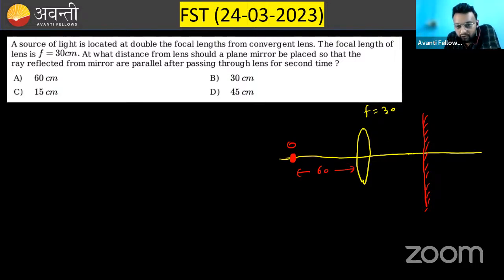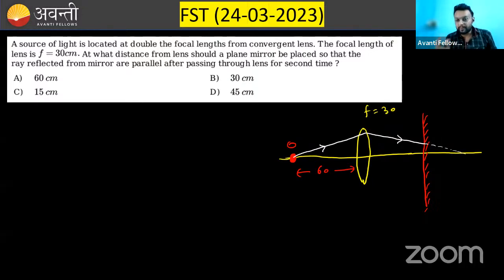What will happen when the source is there? Let's suppose a light ray is coming this way. Clear? It will be converged by the lens and it will converge somewhere there. So if I draw the diagram, let's suppose it is going to be converged here.